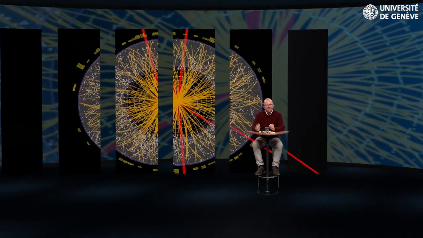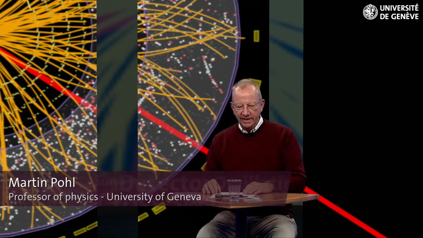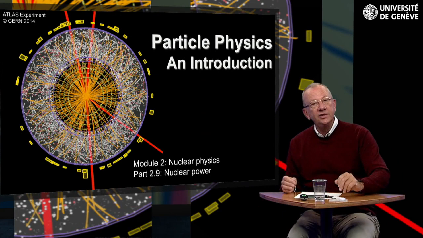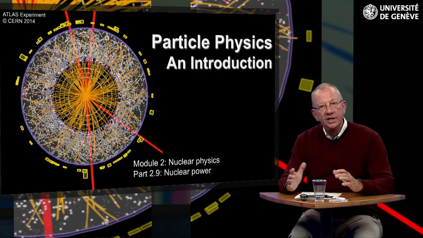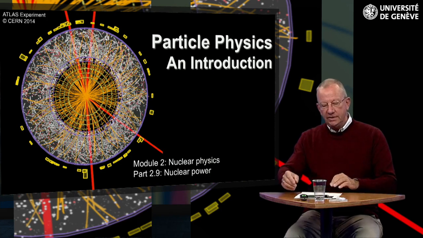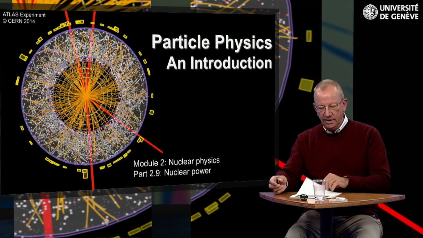In this second module, we are discussing nuclear physics and its applications. In this ninth video, we will continue discussing the transformation of a portion of nuclear binding energy into heat through the fission process. After following this video, you will know how fission is used and controlled inside nuclear power plants.